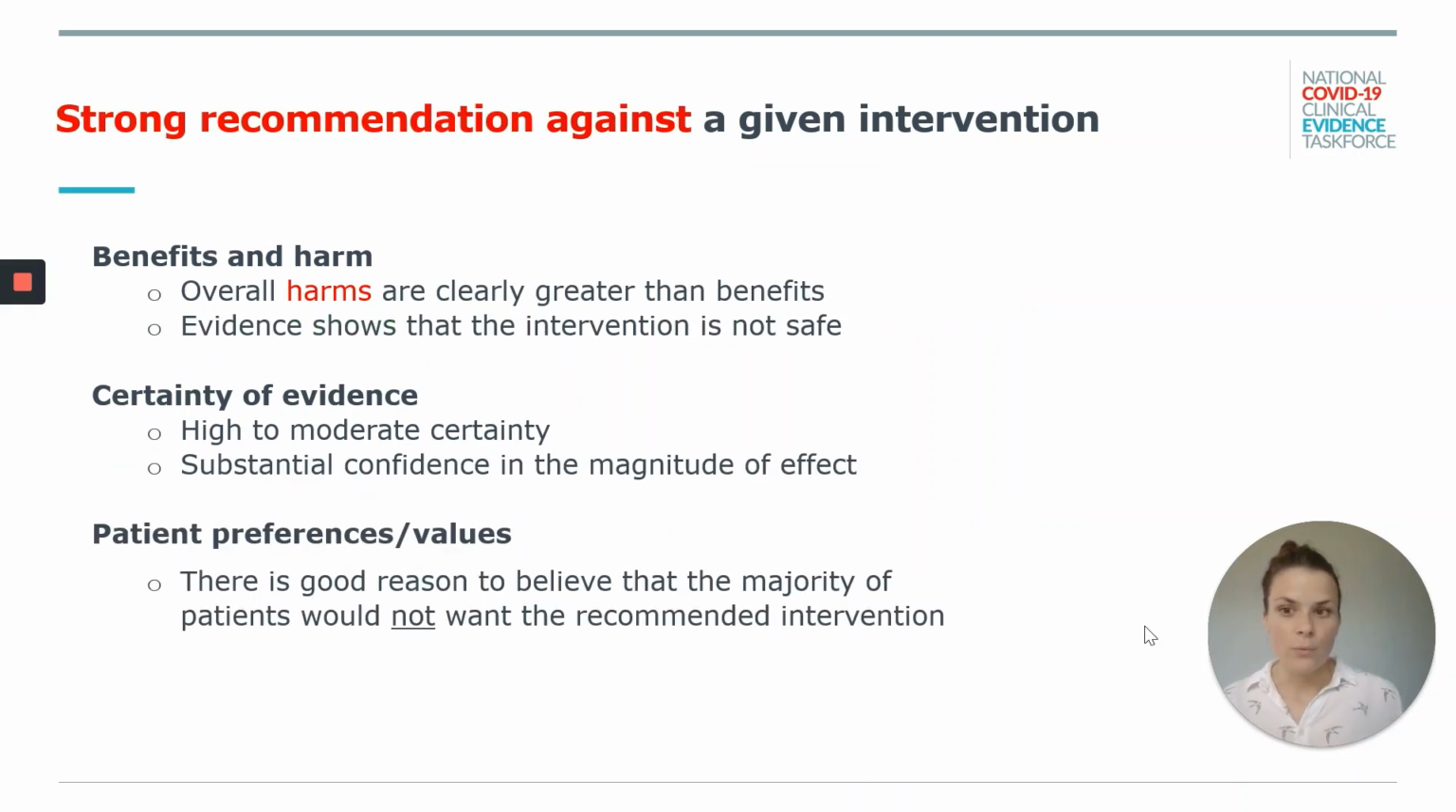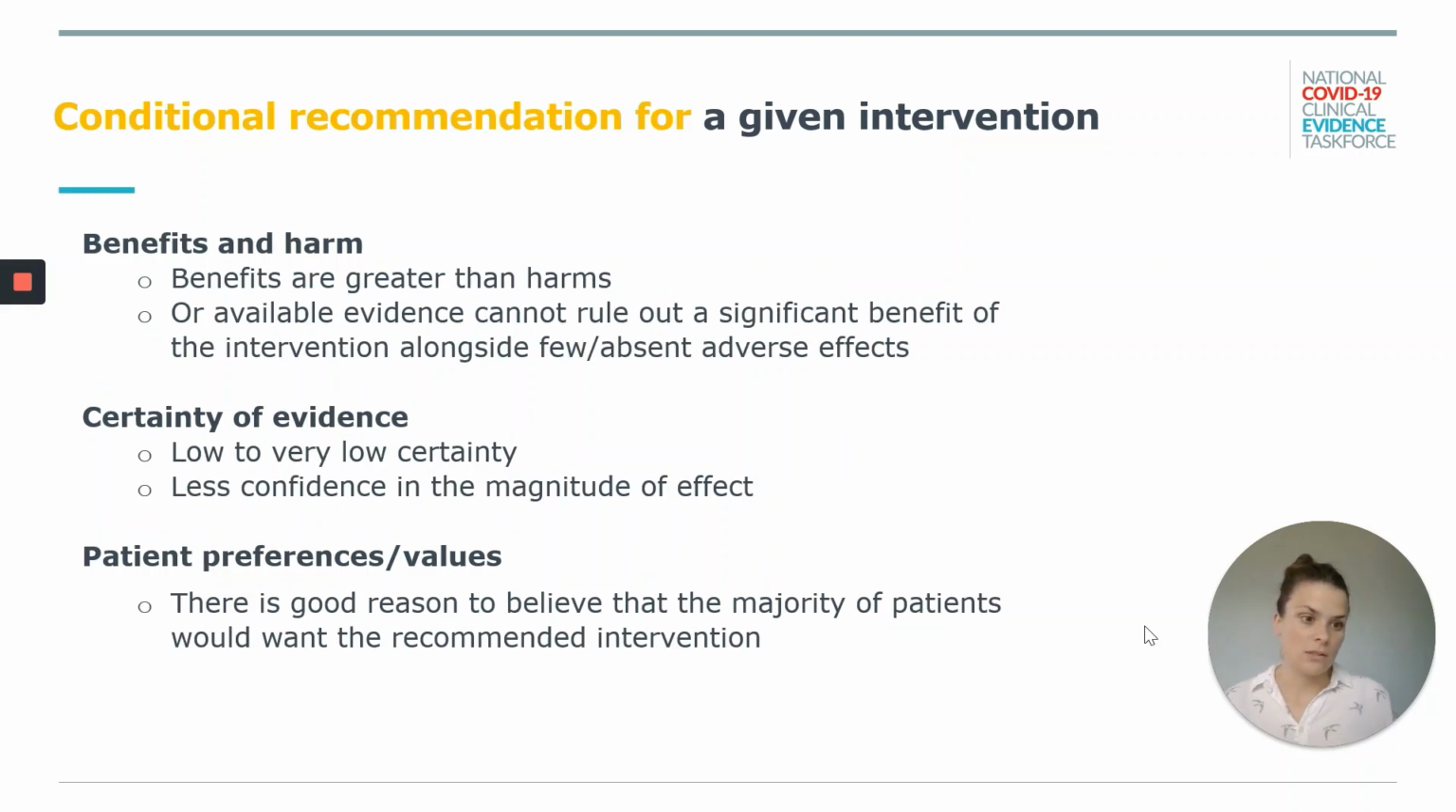There's also the other way around, a strong recommendation against a given intervention. Here, we would see that the overall harms are clearly greater than the benefits of the intervention, and the evidence essentially shows that the intervention may not be safe. The certainty of the evidence will be high to moderate, and there would be substantial confidence in the magnitude of effect. And when it comes to patient preferences and values, there would be good reason to believe that the majority of patients would not want the recommended intervention. So that was the strong recommendations.